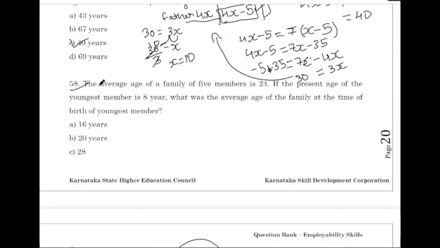The problem is like this. Question number 58: the average age of a family of 5 members is 24. They have given the average age, and they have given what? The total number of family members. There are how many family members? 5 family members. To find the total age, you have to multiply the average age by the total number of members. That is 5 in this case.